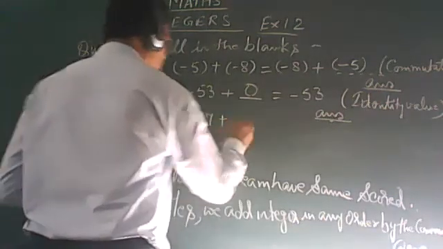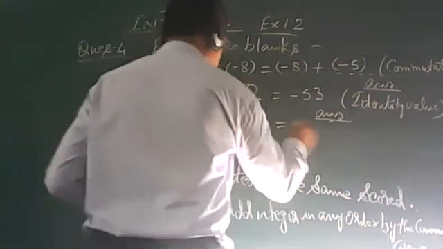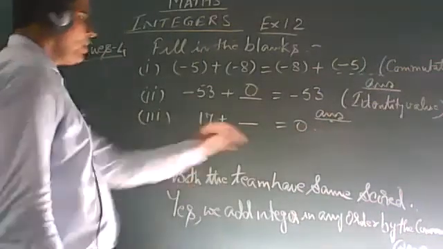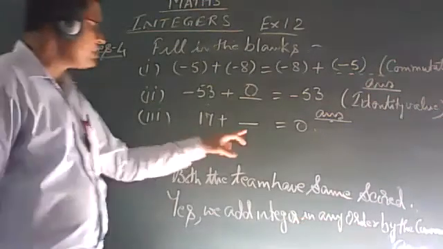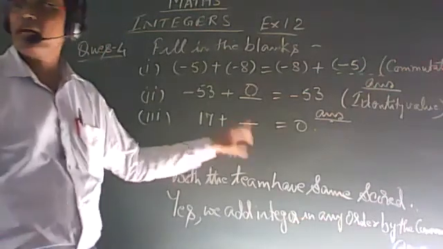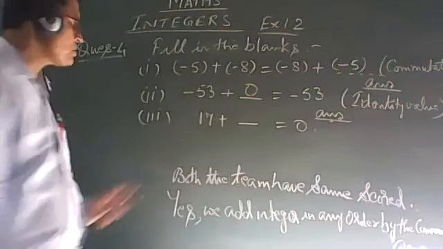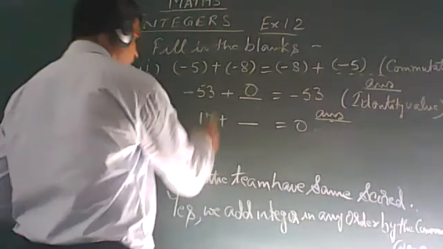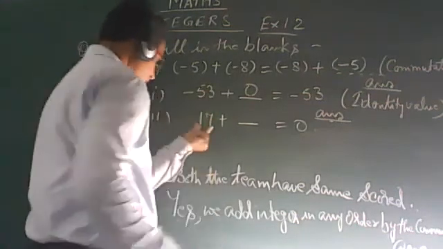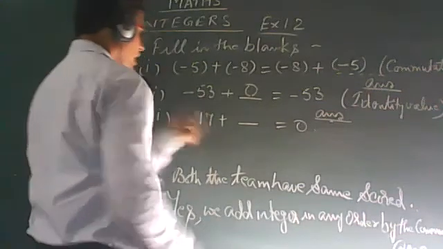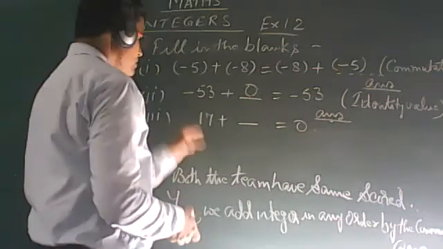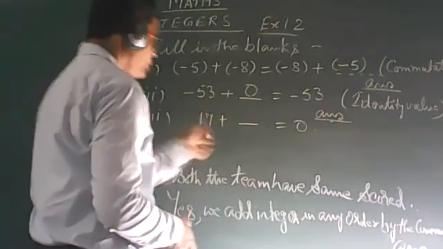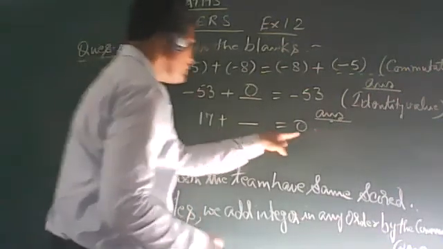17 plus blank equals 0. We already discussed the properties, and this property shows the inverse. This is the additive inverse. 17 is the positive number, and whichever number we add to it, it comes to 0. That means if you add the inverse of 17, the number comes to 0.